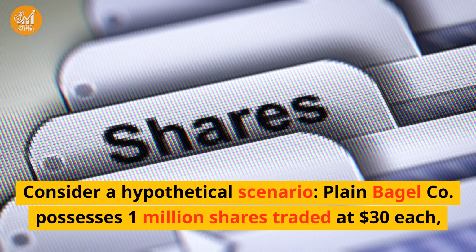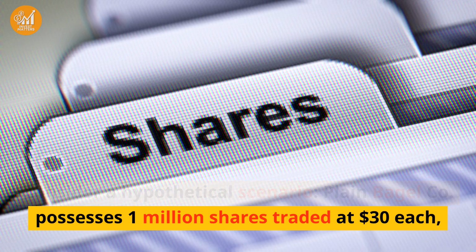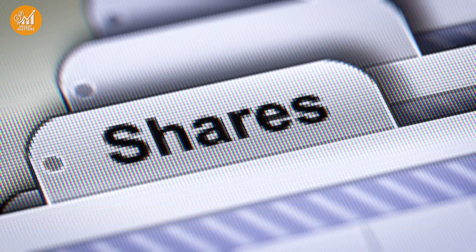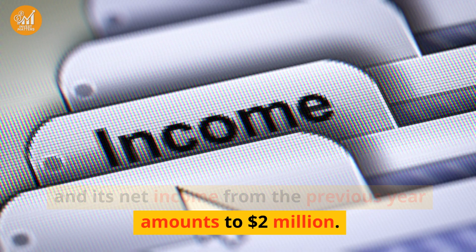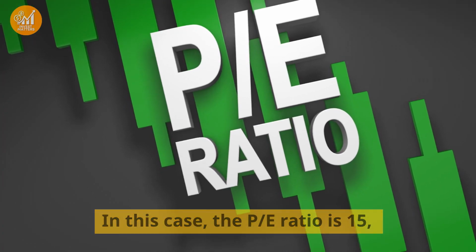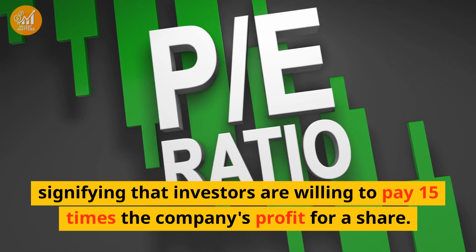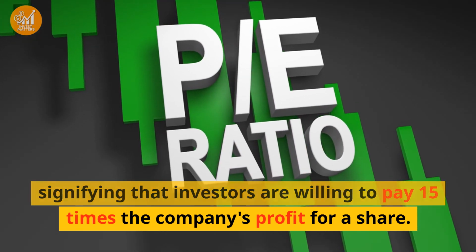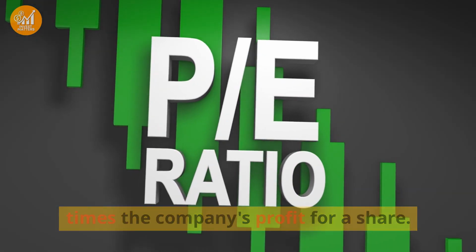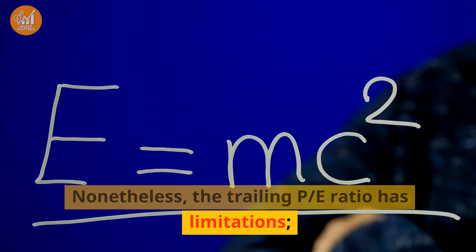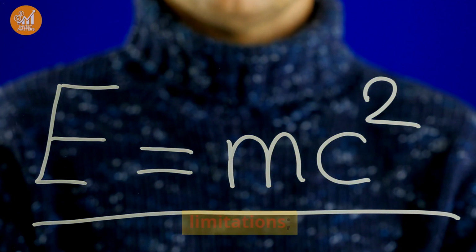Consider a hypothetical scenario. Plain Bagel Co. possesses 1 million shares traded at $30 each, and its net income from the previous year amounts to $2 million. In this case, the PE ratio is 15, signifying that investors are willing to pay 15 times the company's profit for a share. Nonetheless, the trailing PE ratio has limitations.